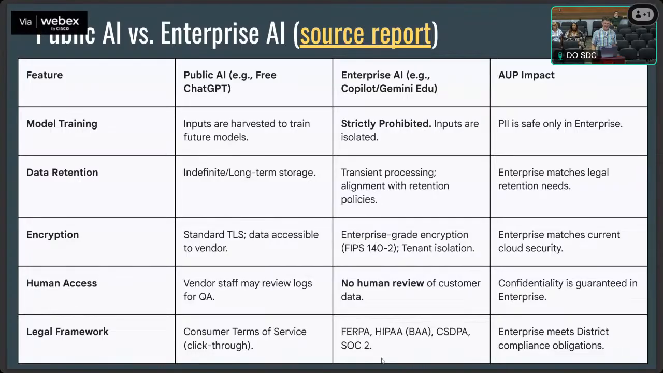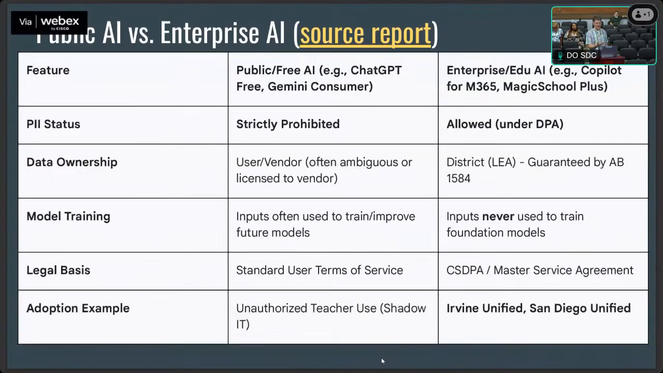So here's the next slide. PII status, public information. If you set a policy that says, okay, you can't use any public AIs or free AIs with student information at all, and if you do, you're fired, right? But you can use it with these ones, and you say, okay, Enterprise Copilot you can use, and Enterprise Gemini you can use, but nothing else. And so if you set something like that up, the data ownership is District LEA, guaranteed by AB 1584, Assembly Bill 1584. Check it out.